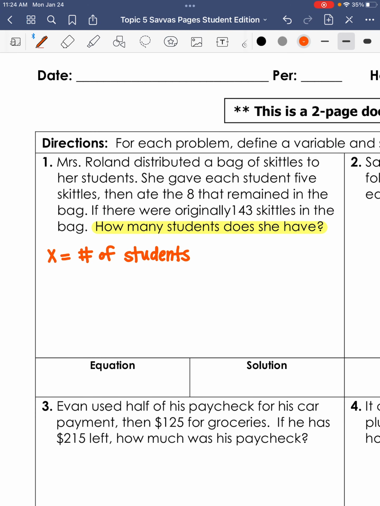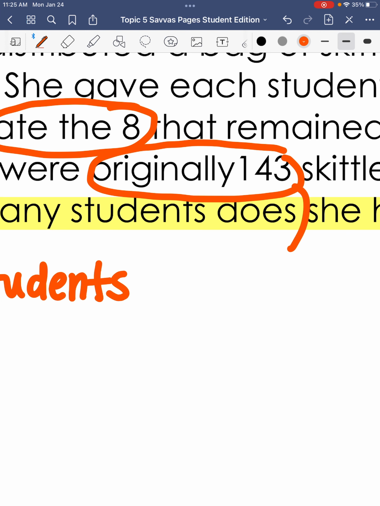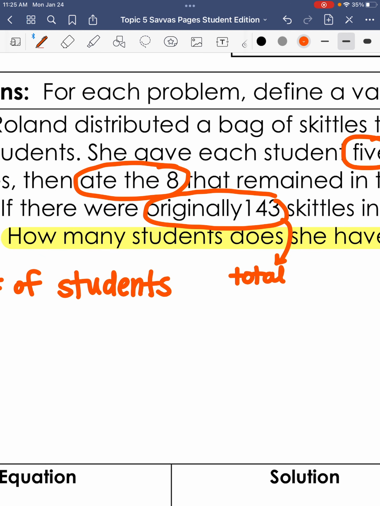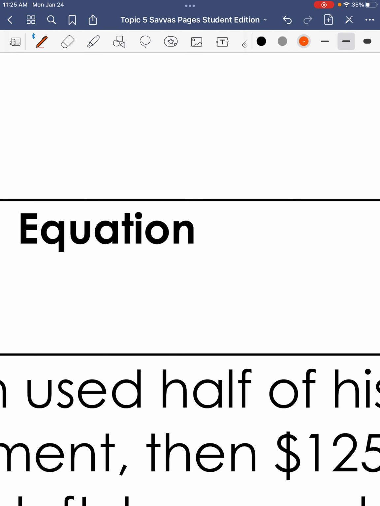Okay, now let's identify some important pieces of information. So we know that she gave each student 5 Skittles, so that's important. She ate the 8 that remained. Kind of funny, she ate the 8. Okay, and we know that there were originally 143 Skittles in the bag. Of those 3 numbers, is one of those a total? Hopefully you identified that 143 is the total. So you know I like to write that is the total. And I like to identify that because I know where it goes in my equation. I know the total goes after my equal sign. So in this equation box, I'm going to go ahead and write equals 143.